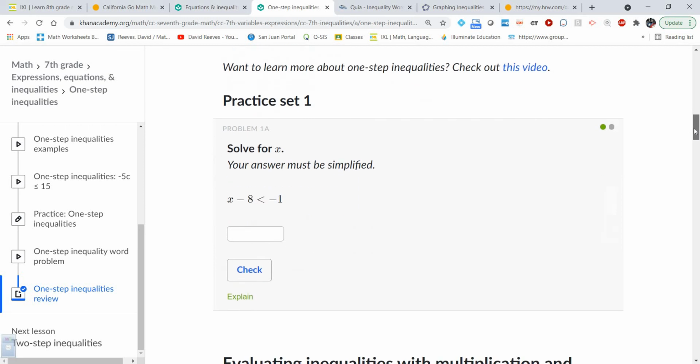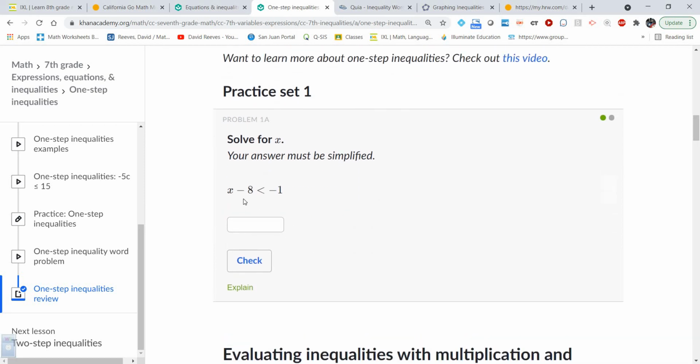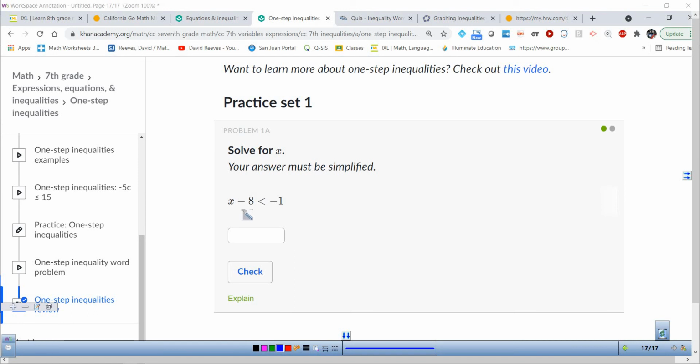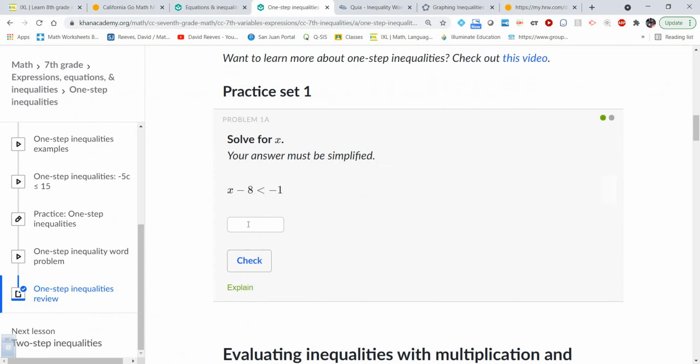All right, so this one right here, if I wanted x minus 8 is less than -1, what would I do? I would add 8 to both sides because that is the inverse operation. And when I did that, I would get x is less than 7. So x is less than, so nice of them to give us that symbol, so nice of me to use it twice. X is less than, come on, Mr. Reeves, you can do this, 7. All right, can we put that answer in?